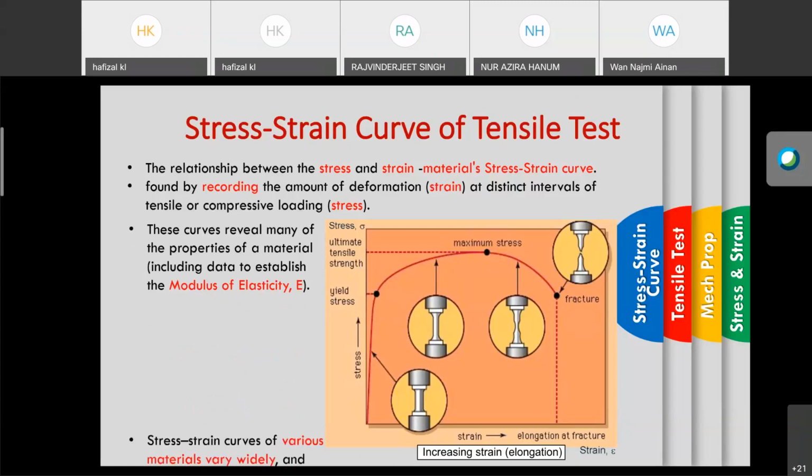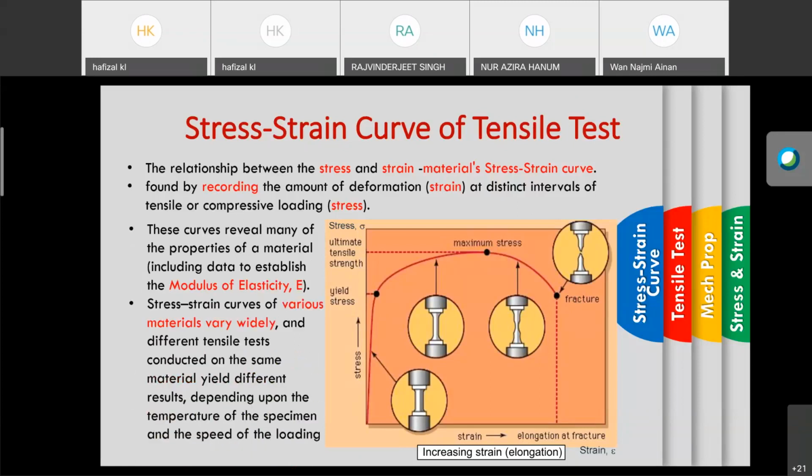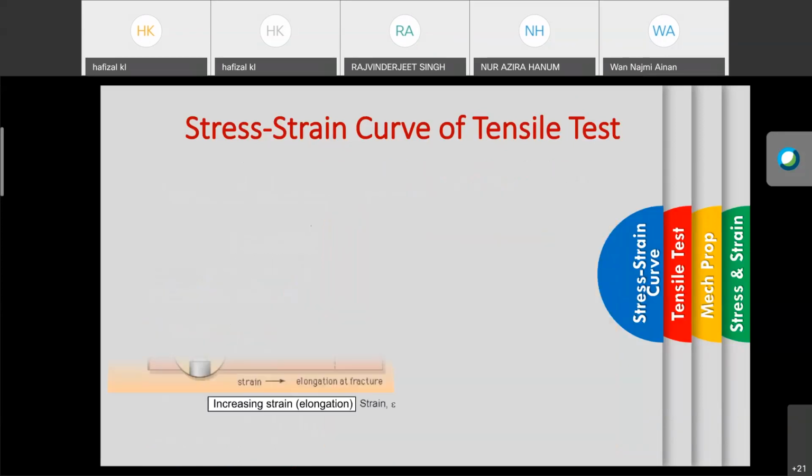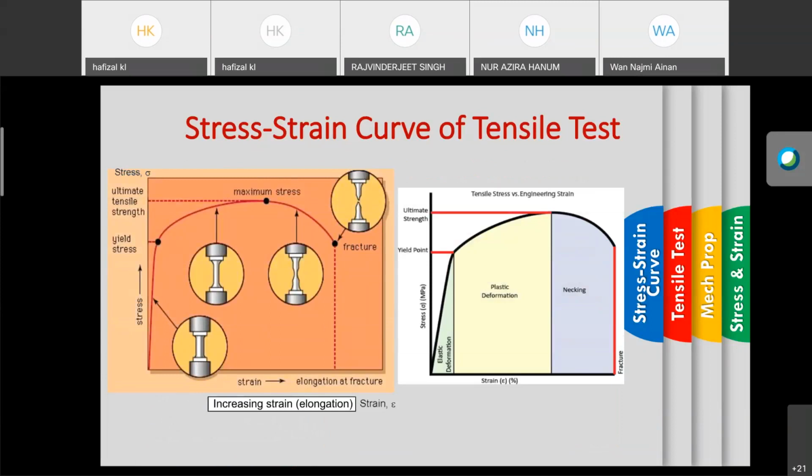Okay, and then we have the stress strain curve. Various materials will behave with different curves. So for other detailed information, we have something like this, whereby we have the elastic deformation area in this area, and also we have the plastic deformation area, this area, and finally this necking area.